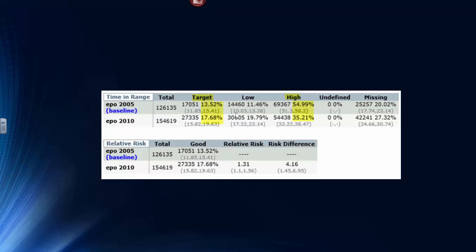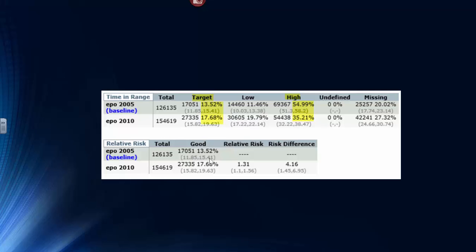And then you run Looking Glass. And this is the output. We compared a cohort of patients in 2005 to a cohort of patients in 2010. In 2005, 13.5% of the time the patients were in range, in target range. 17% of the time they were in target range in 2010. So that's an improvement. Of interest is that in 2005, 54% of the patients were in the high zone, the dangerous zone, and 35% were in the dangerous zone in 2010. So we've clearly improved on keeping patients out of this dangerous zone.